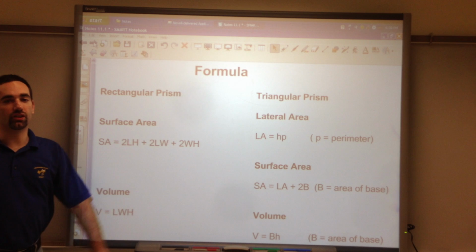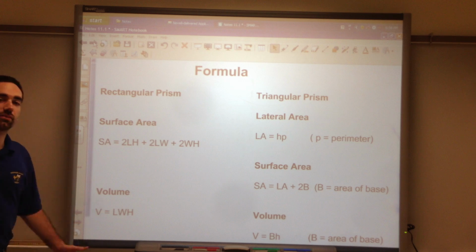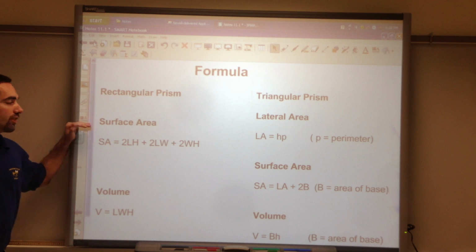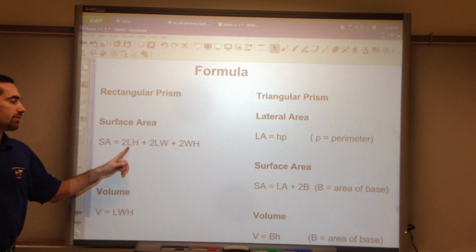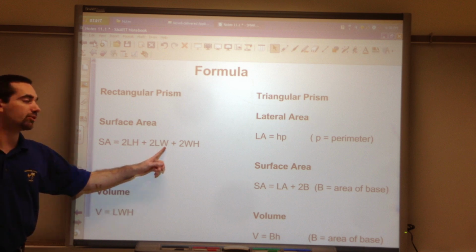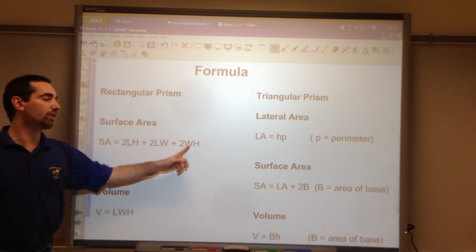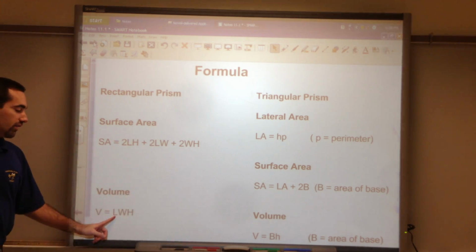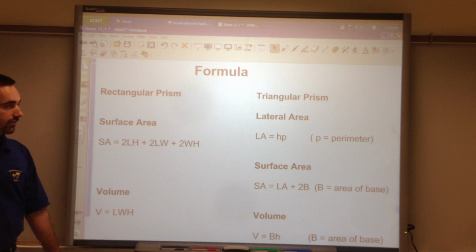So we've got formulas here for calculating all aspects that we're going to be working with. For the rectangular prism, the surface area is 2 times the length times the height, plus 2 times the length times the width, plus 2 times the width times the height. Volume is length times width times height.